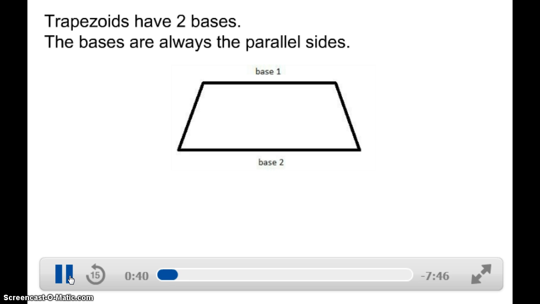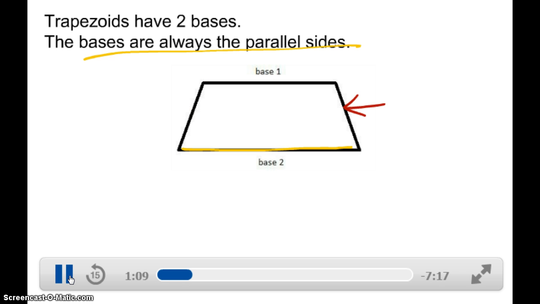A little bit more about trapezoids. They always have 2 bases. One will be called base 1 and the other will be called base 2. It doesn't really matter which one you call base 1 and base 2. So I have labeled this parallel side as base 1 and then this one is base 2. What is important is that your bases will always be the sides that are parallel. So these sides right here are not parallel, so they are not the bases.